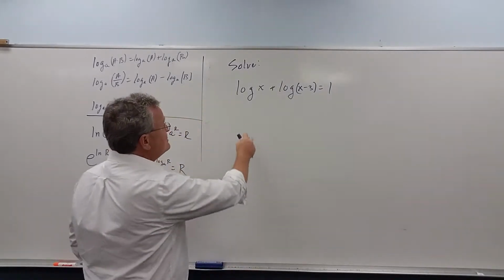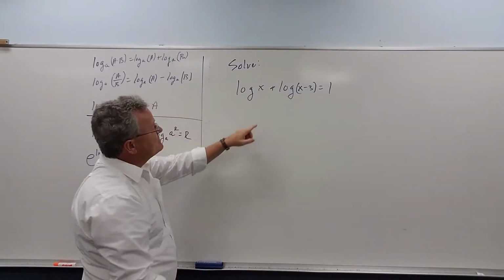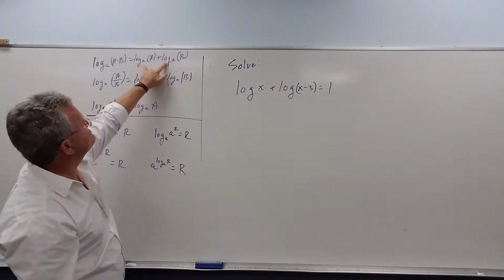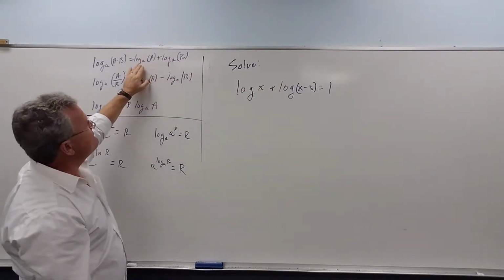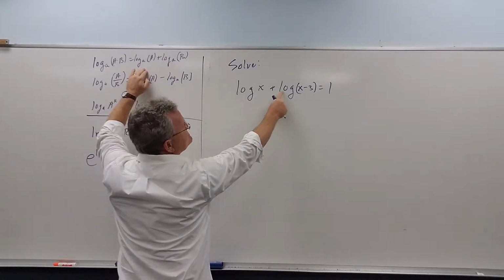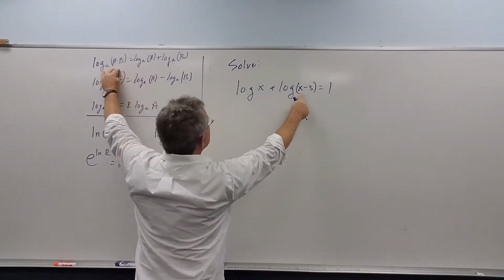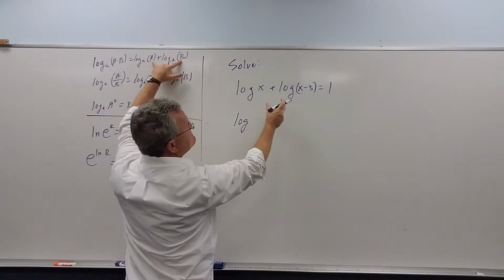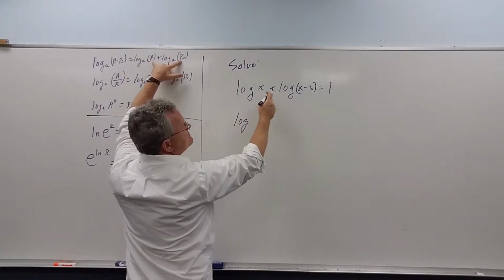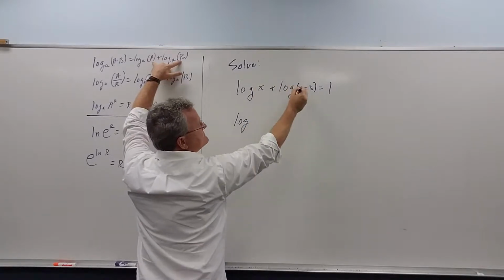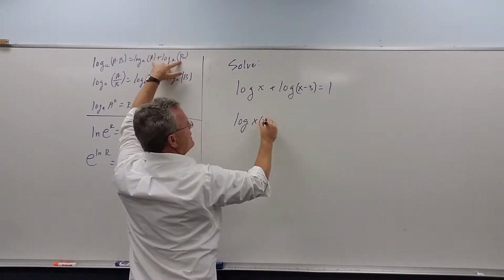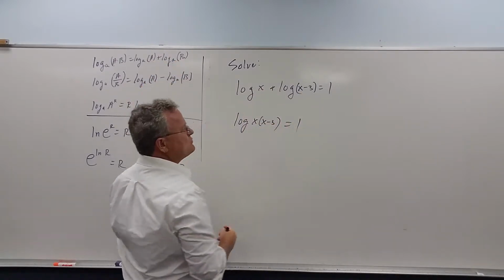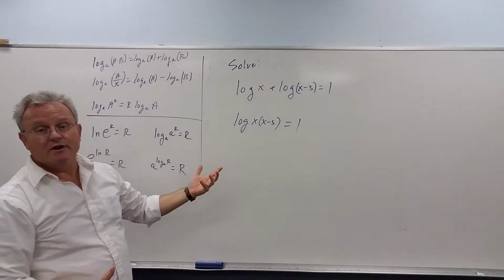All right, so here what we need to do first, because this is two logs added, is use this property here. When you have the log of A plus the log of B, this is equal to the log of these two things multiplied. So this is equal to the log of x times (x plus 3), x minus 3... so this is equal to that, and that's equal to 1. Well, now what do we do?